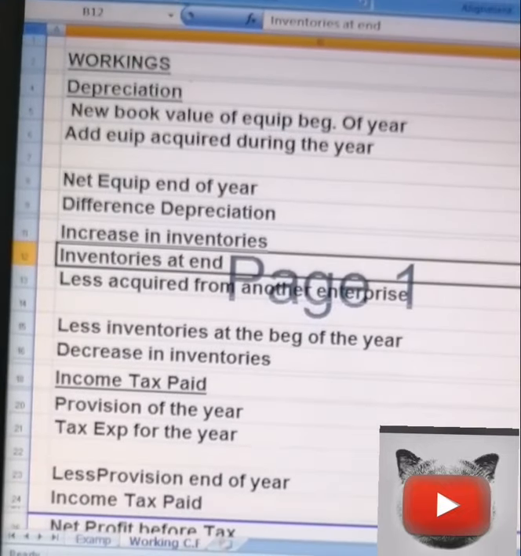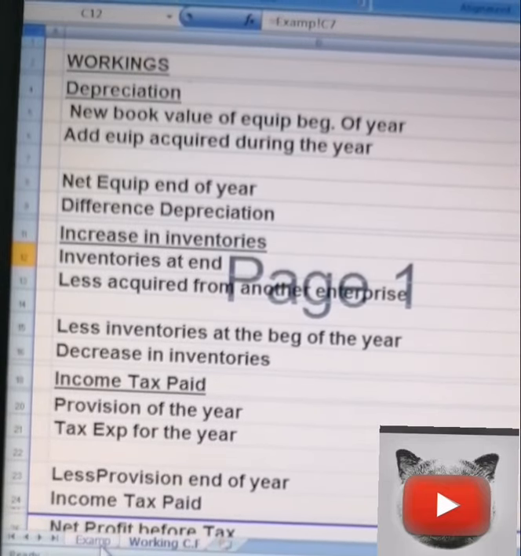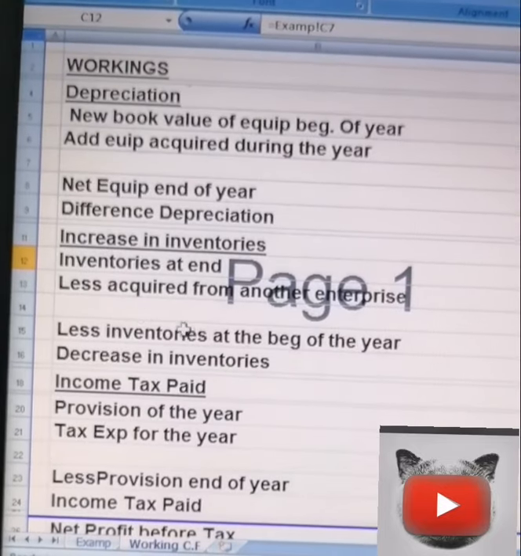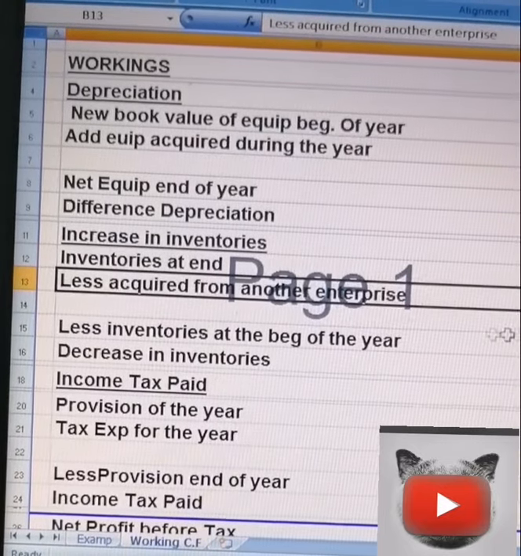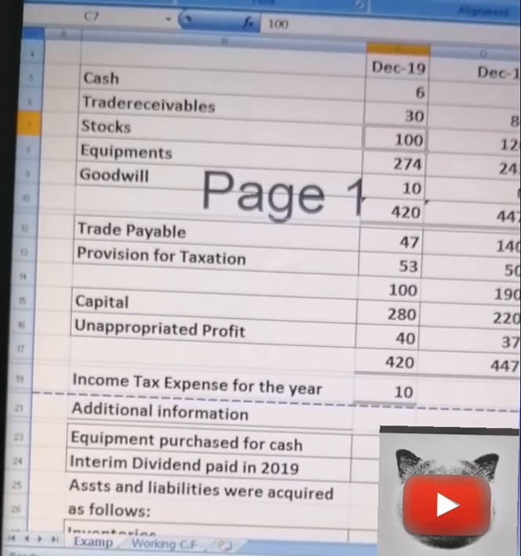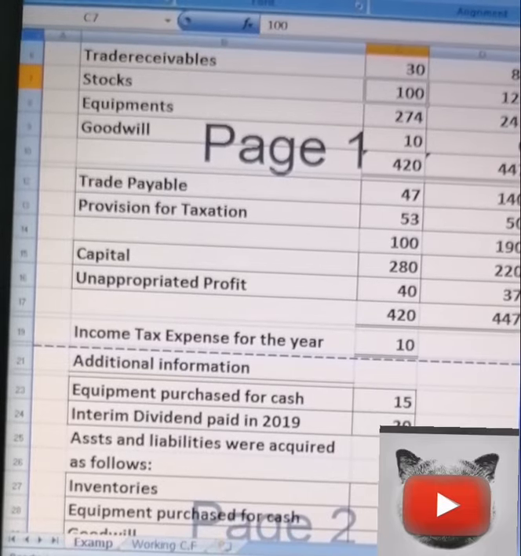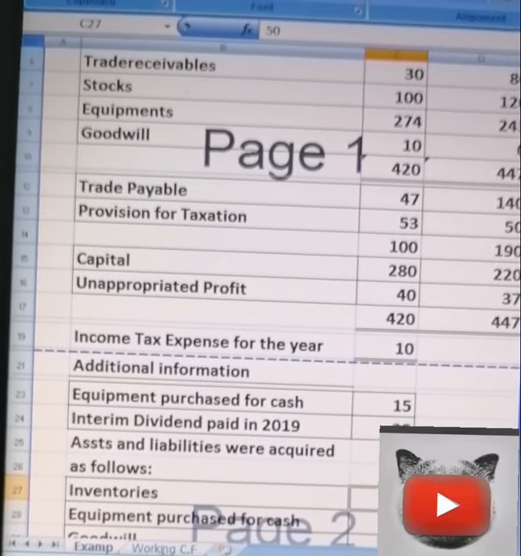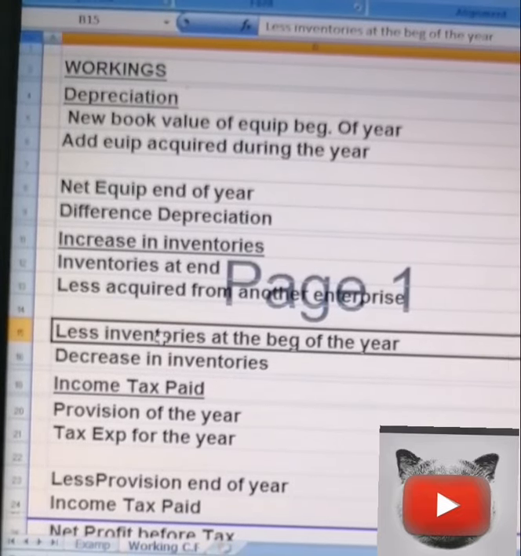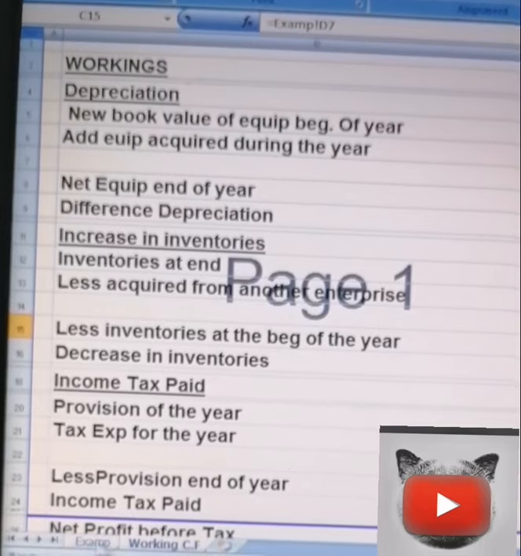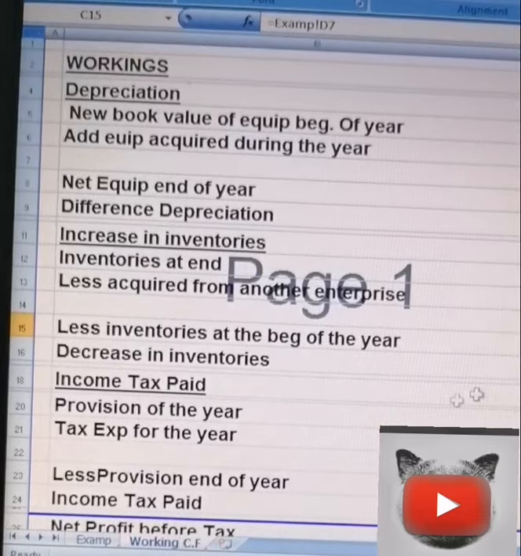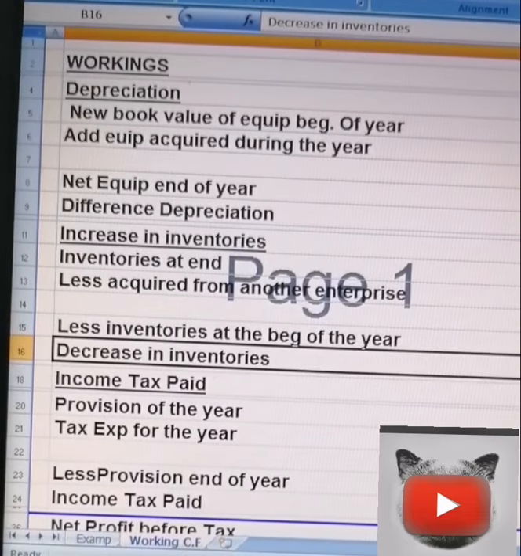Now we come to how the change in inventories is calculated. Inventories at the end of the period were 100 million. Now go to the example. This is the 100 million. Less acquired from another enterprise, 50 million. This was 50 million. Net comes to 50 million. Less inventories at the beginning of the year were 120 million, and 120 million is shown here. Decrease in inventories during the year is 70 million.